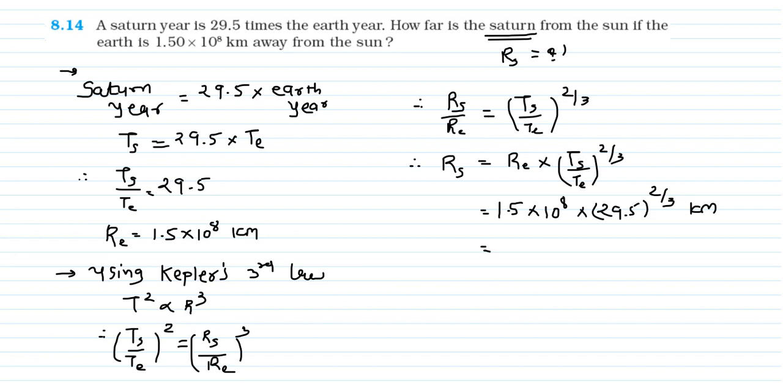So when you solve this, that is 1.42 into 10⁹ kilometer, that is equal to 1.42 into 10¹² meter, right friends? So here it is like this.